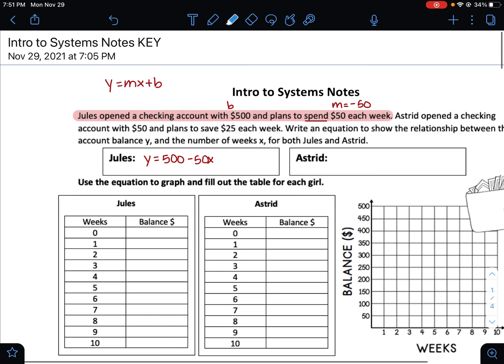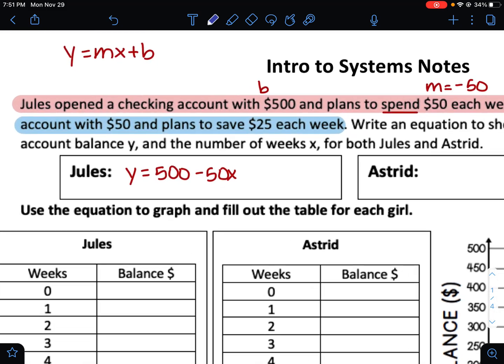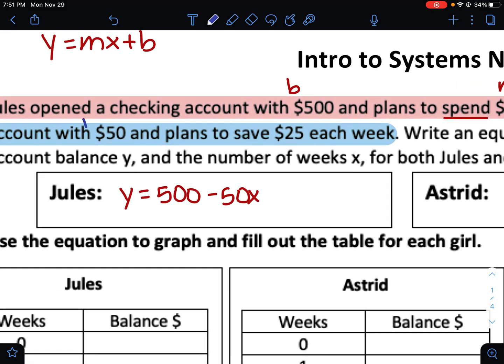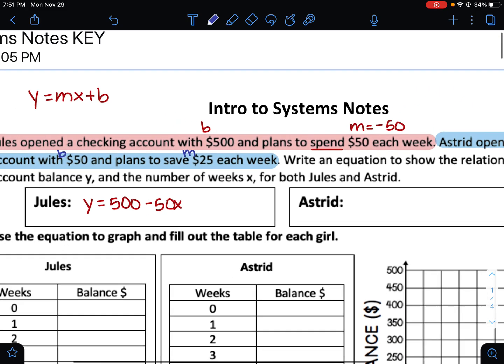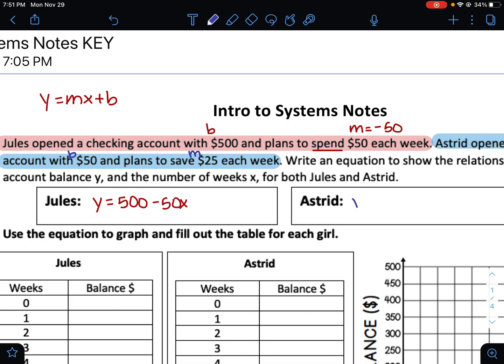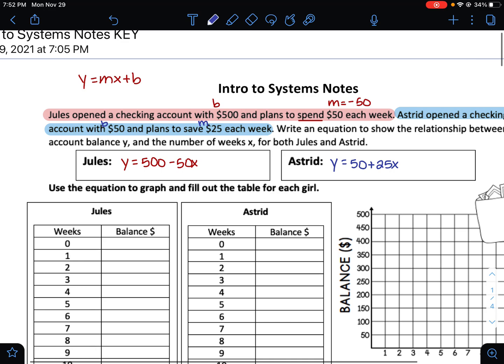So Astrid opened a checking account with $50 and plans to save $25 each week. So my initial amount is $50 and she's saving $25 each week. So that's going to be a positive number. So we get y equals 50 plus 25x.